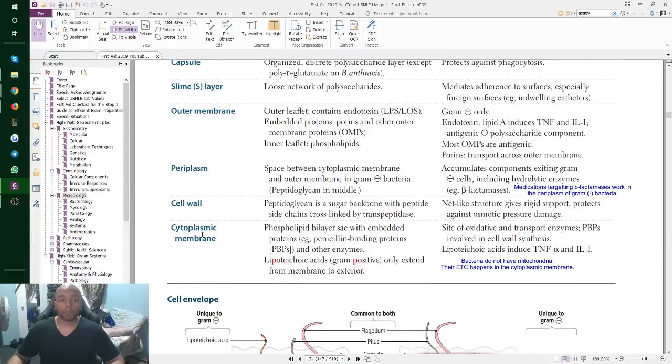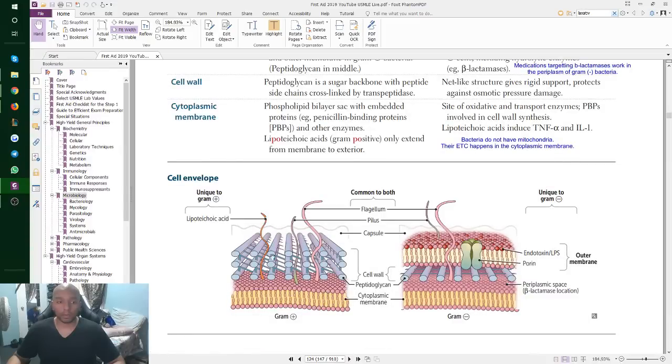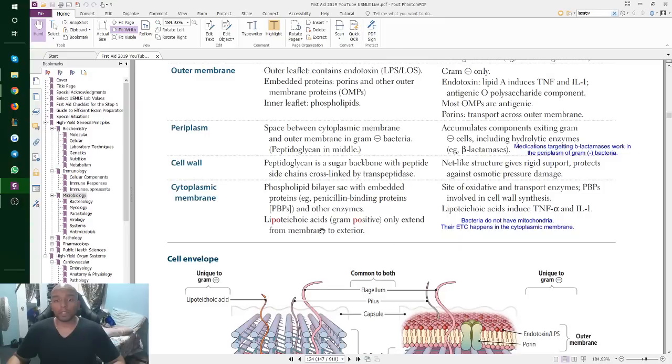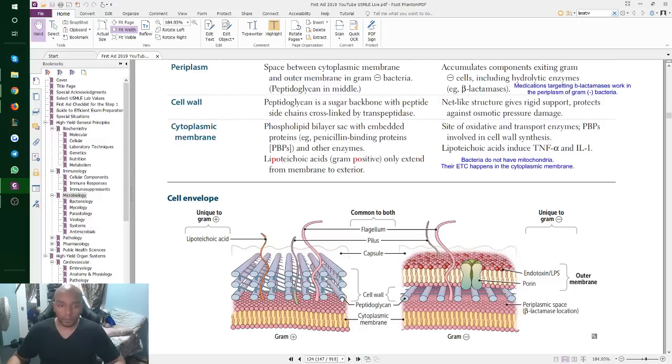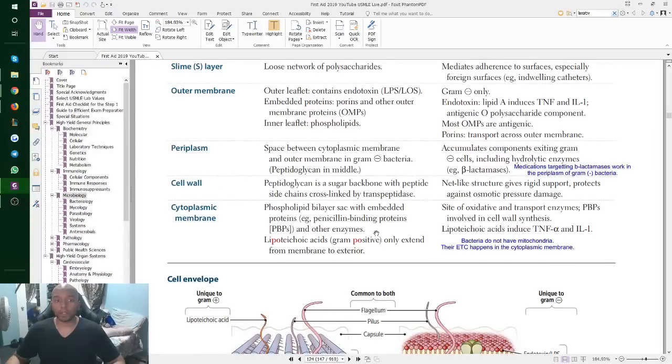Last thing is your cytoplasmic membrane, which is your phospholipid bilayer sac with embedded proteins like penicillin-binding proteins and other enzymes. Lipoteichoic acid, which is right here, is only found in gram-positive. Lipoteichoic acid only extends from the membrane to the exterior, right? So you can see it's on the outer part of the membrane, and then they come all the way outside. They don't extend inside though, and that's literally just about the lipoteichoic acid. This one right here, the orange one. What they both share though, these other squiggly lines, are the pilus and the flagellum. Those things are shared by both guys there, right?